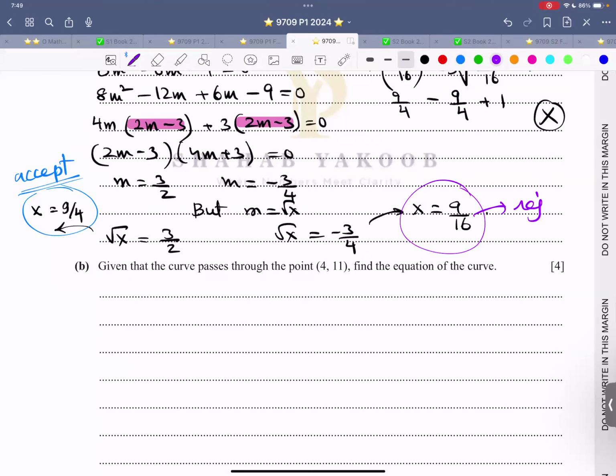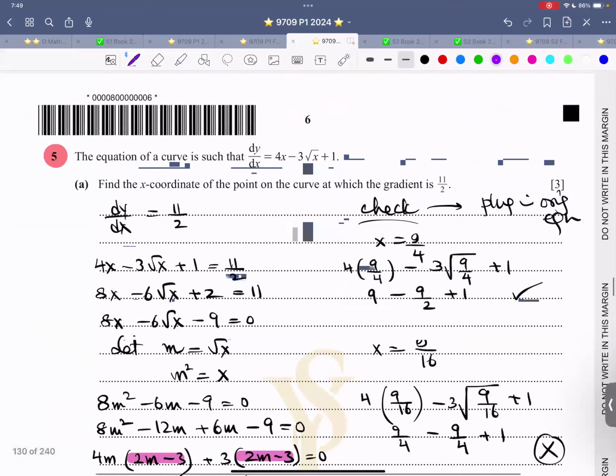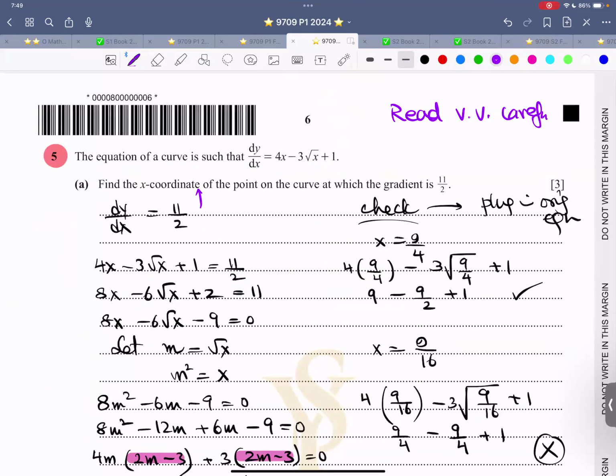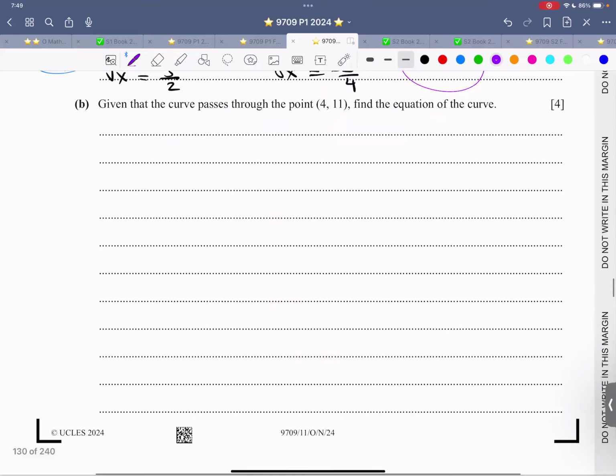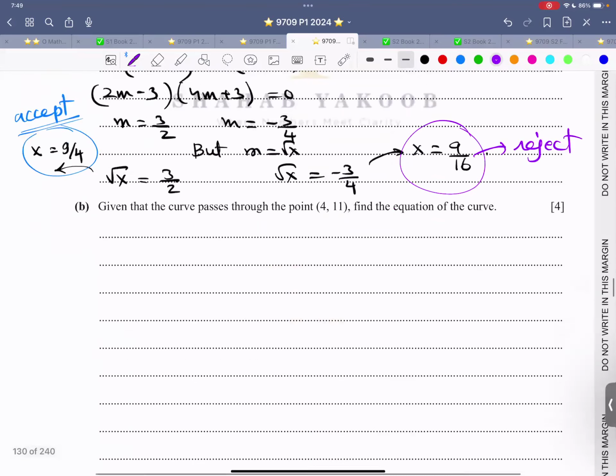over here. So that is when you have to decide, when you read the question very carefully. So read very, very carefully if it's asking for one answer or more than one answer. So now this thing is done. Then it says, given that the curve passes through this point, find the equation of the curve.